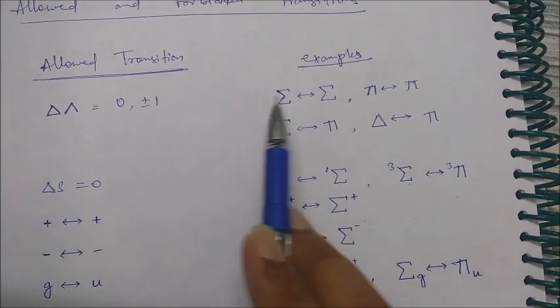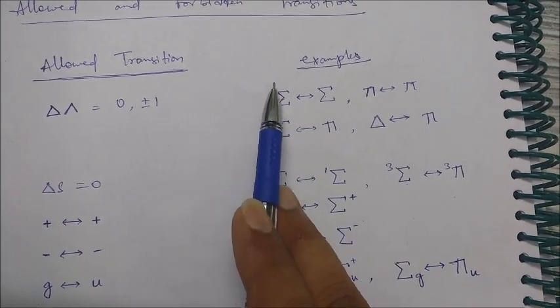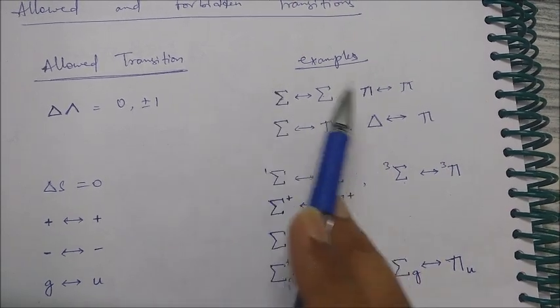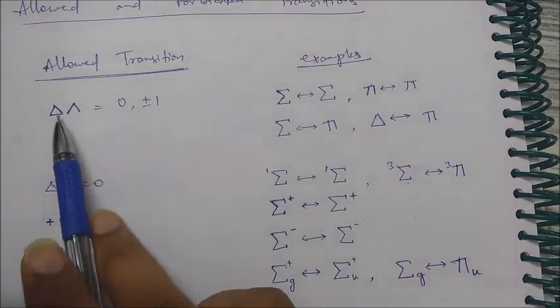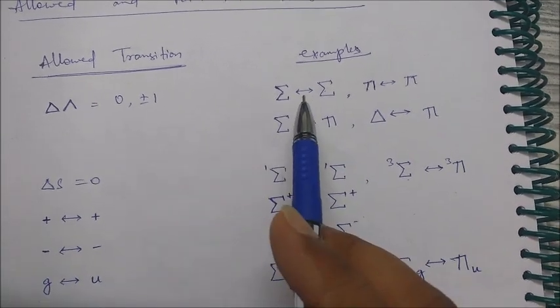But if you want to move from sigma to delta, say sigma L value is 0 and delta value is 2, so moving from 0 to 2, the change in the lambda value will become 2, so that will be a forbidden transition.